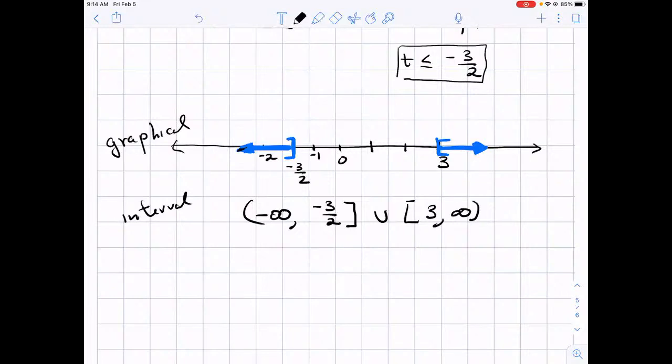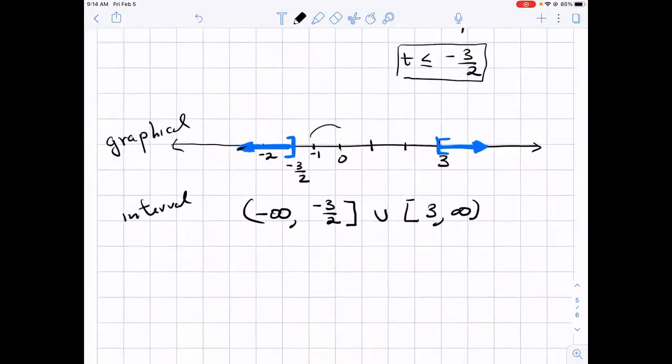Pick any number less than minus 3/2, such as negative 2. Pick any number bigger than 3, such as 4, and check. Or pick a number in this region here and check it. So you can pick -1, +1. You will see that those numbers will not work.